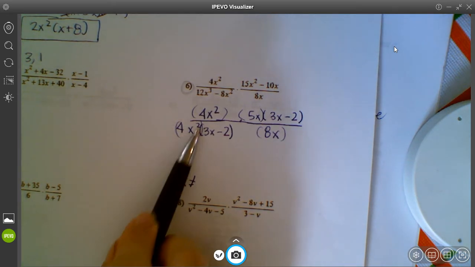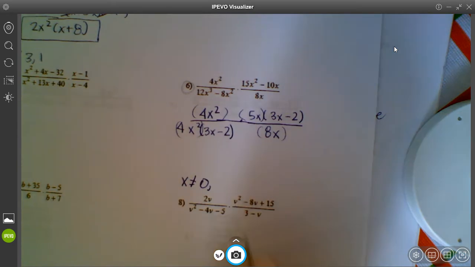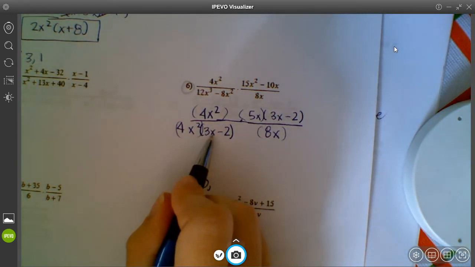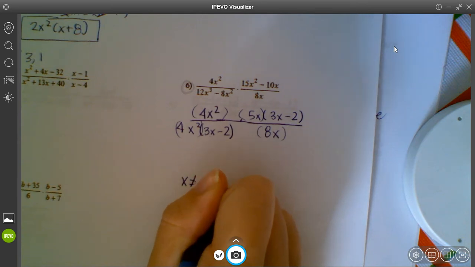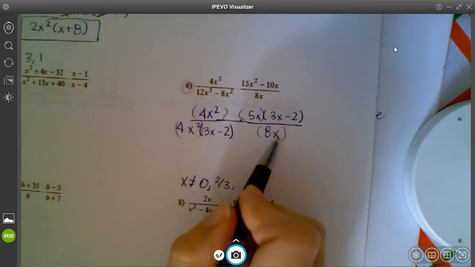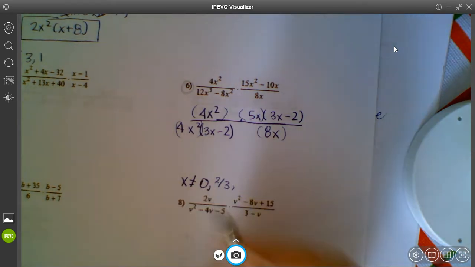So here for 4x squared, if x was 0, that would be really bad. We get 0 on the bottom. For 3x minus 2, that's a factor, so its 0 is 2 over 3. And again, this one is a 0, so we already wrote that down. So we're good with the restrictions.